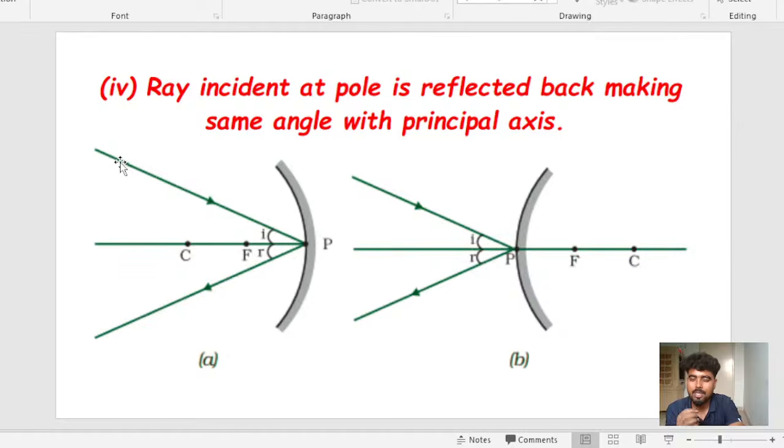Next, the fourth rule. What is happening in the fourth rule? Let us consider this as a straight line. It represents the law of reflection. When a ray of light falls on the reflecting surface, reflection takes place. So when a ray of light falls on the pole, it will be reflected along the same path. So angle I is equal to angle R. That's all. This is what the fourth rule represents.